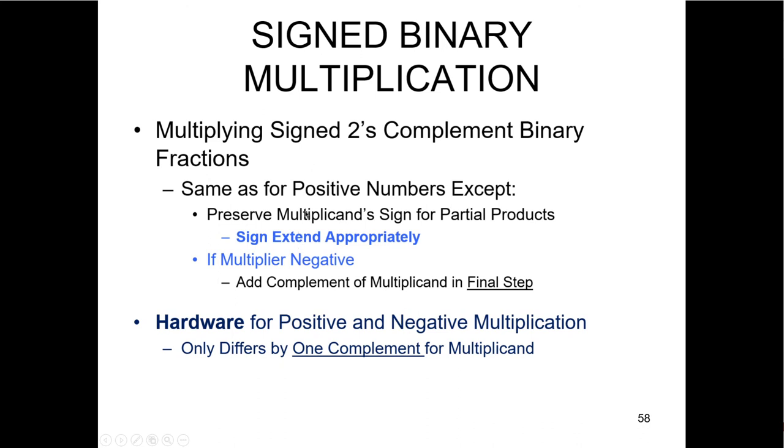So there's four different cases, and you have to know whether the multiplicand is positive or negative, and whether the multiplier is positive or negative, and that generates four different ways that you have to do it. You always preserve the multiplicand sign, but obviously for negative it's going to be a 1 extended, and for positives it's going to be 0 extended. And then if the multiplier is also negative, then you have to add a complement of the multiplicand in the final step.